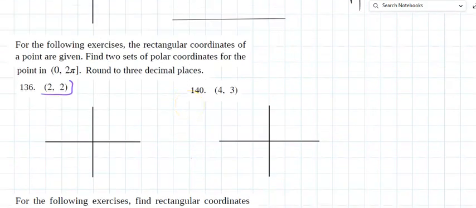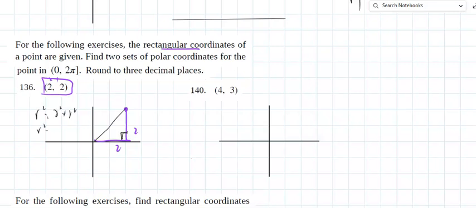So this is given. What am I given? I'm given x and y. I'm given 2, 2. That point right there. 2 and 2. Well, what do they want? They want r and theta. Well, let's see. Obviously, now you've got to be careful with this. R squared is 2 squared plus 2 squared. R squared is 4 plus 4, which is 8. Now be really careful. R equals plus or minus 2 radical 2.